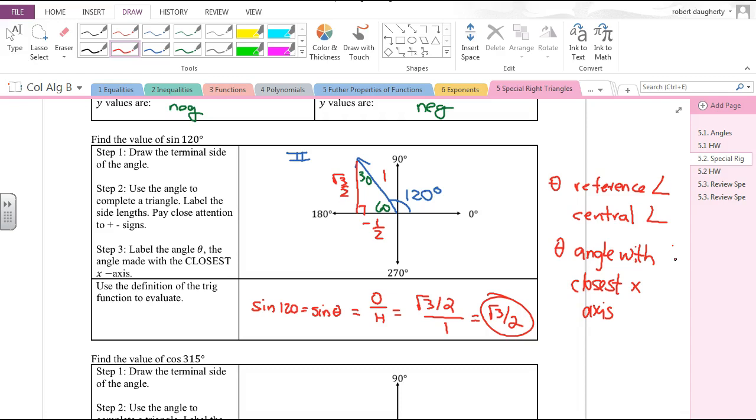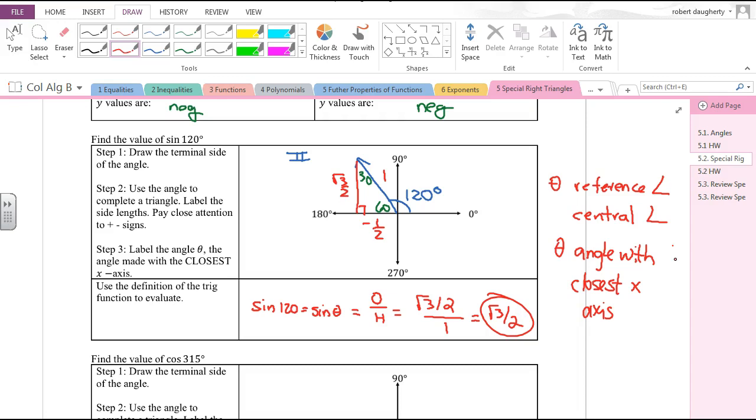So what would be the cosine of 120? How would I find the cosine of 120? What's the definition of cosine? Adjacent over hypotenuse. You have to look at the triangle to read it. What's the adjacent to this? Negative 1/2 over 1. So the cosine of 120 is what?